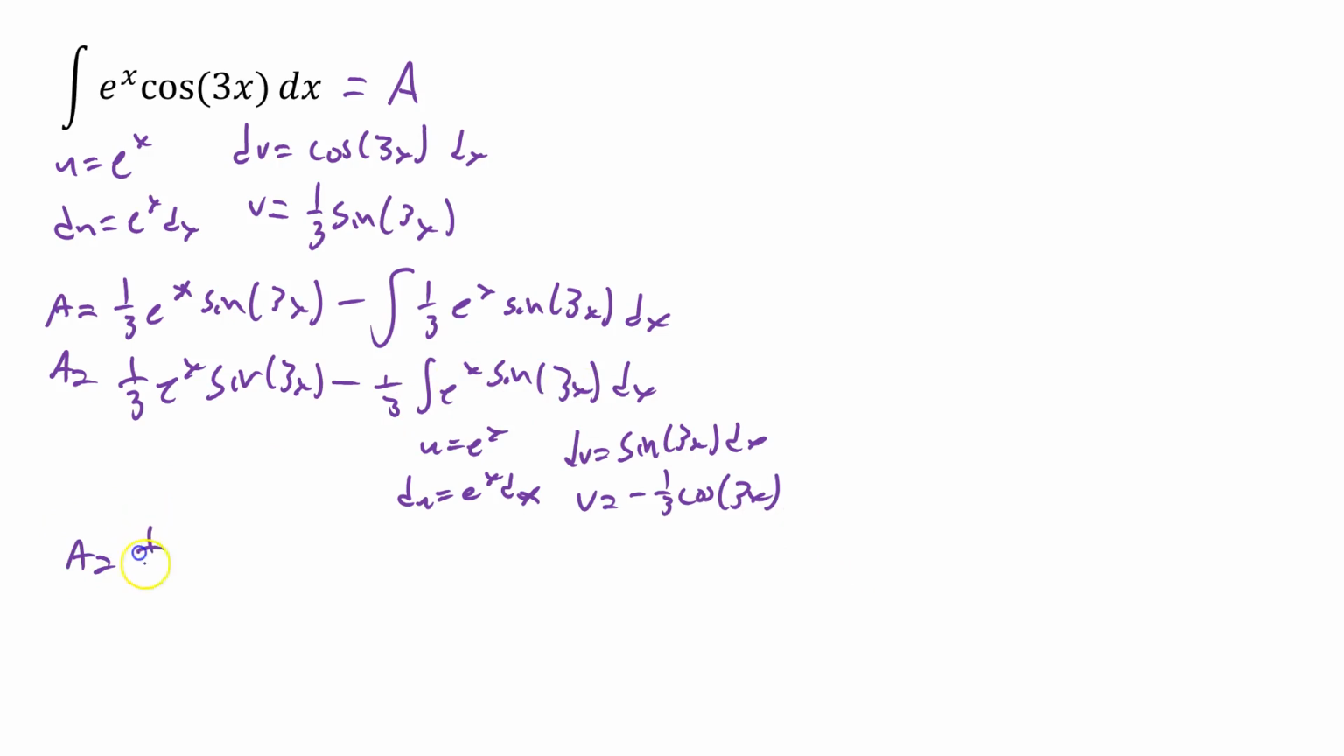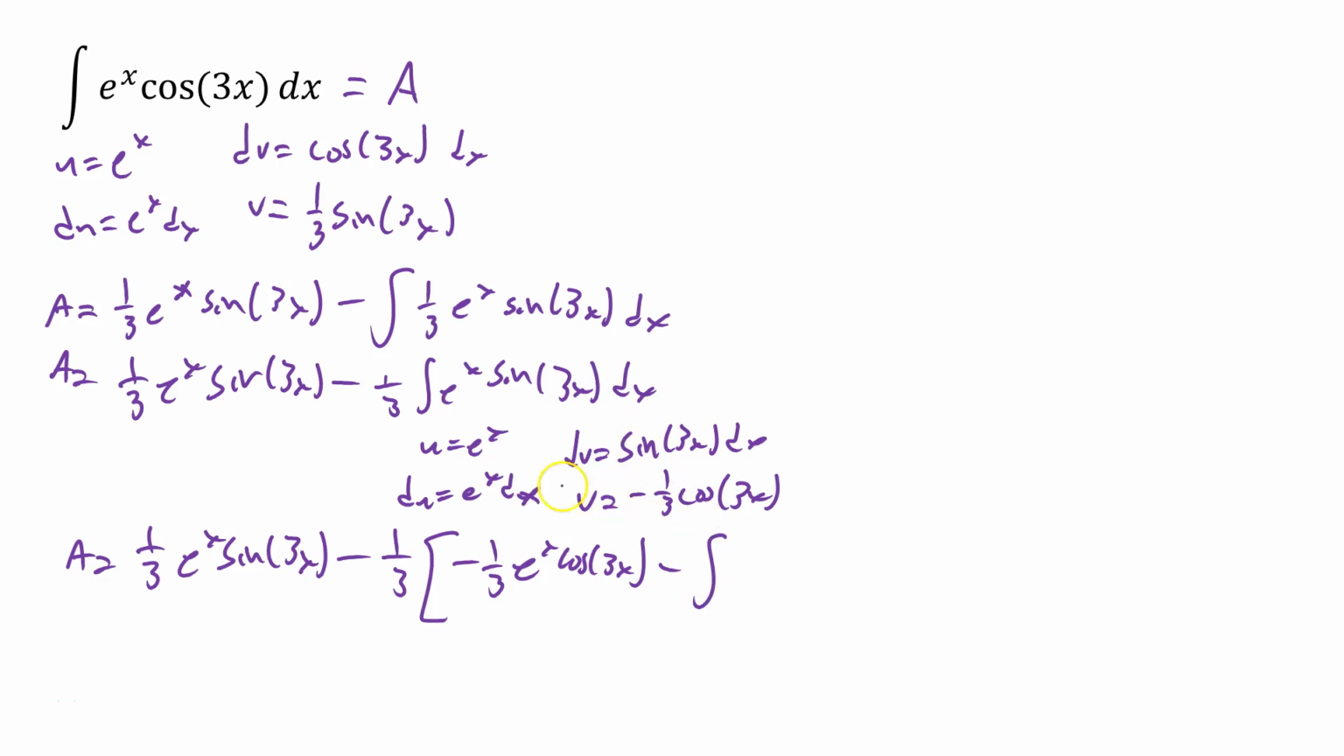So we have a is equal to 1/3 e to the x sine 3x minus 1/3 parentheses, especially since we have a negative this time. Looks like it's going to be uv, so we have negative 1/3 e to the x cosine 3x. Okay, so that's uv minus the integral of v du. That's negative 1/3 cosine 3x times e to the x dx.